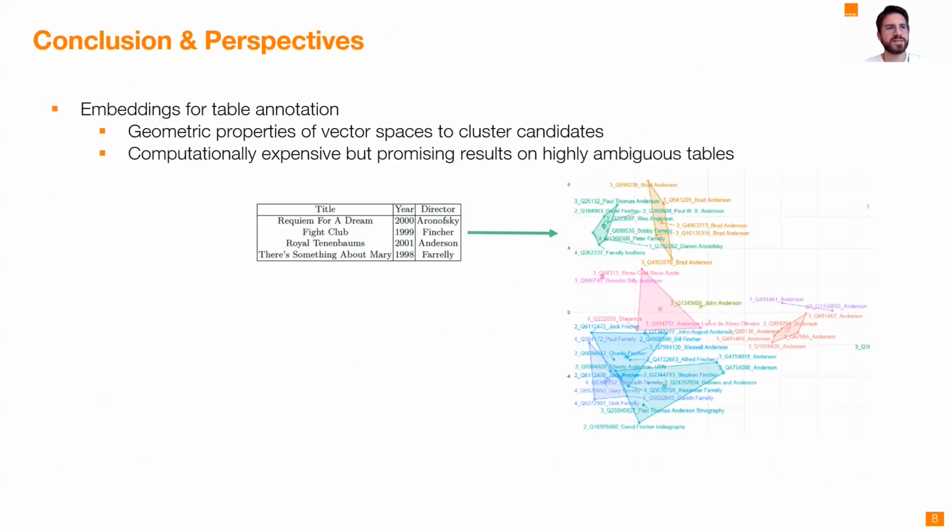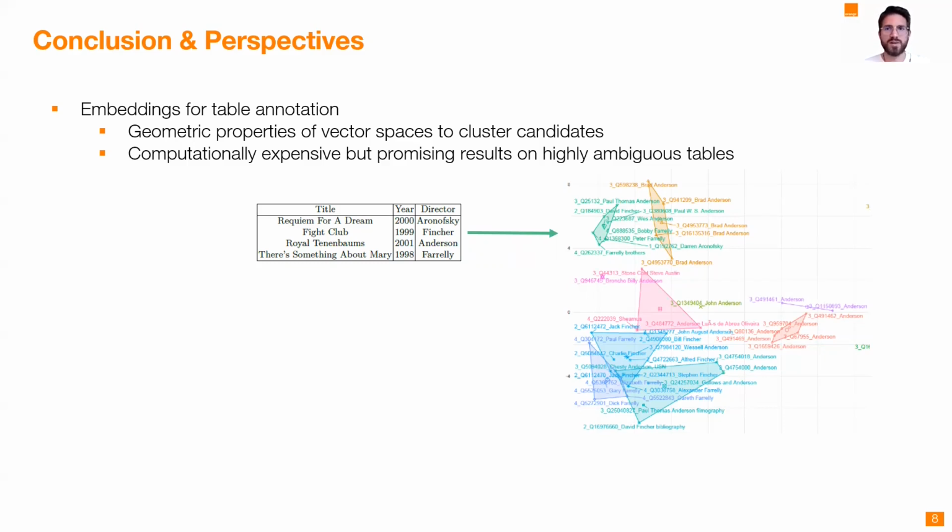To conclude, there are several perspectives to our work. First, as a research perspective, we are investigating how embeddings can help table annotation. Indeed, we believe that geometric properties of vector spaces can help to cluster candidates. Even if this approach is computationally expensive, it offers promising results, especially on highly ambiguous tables.